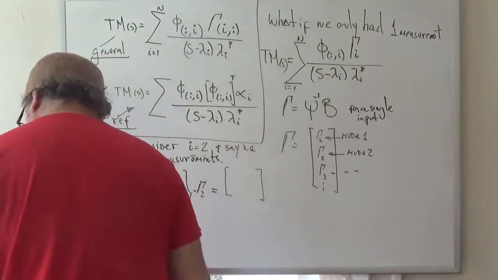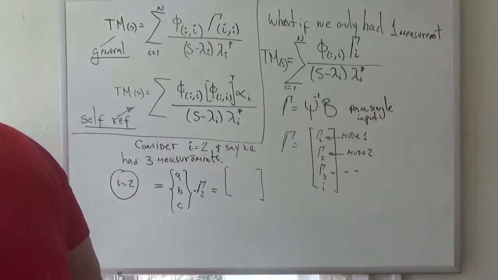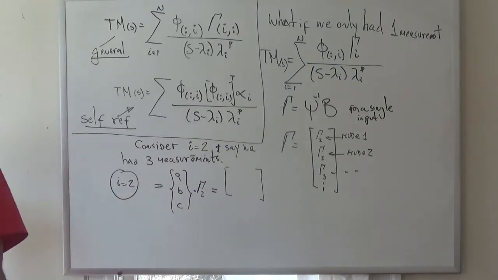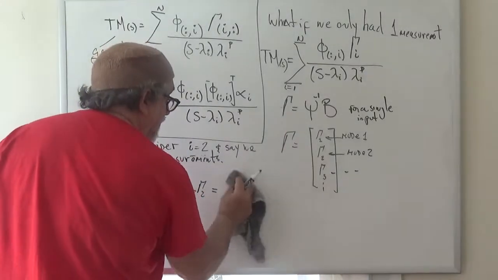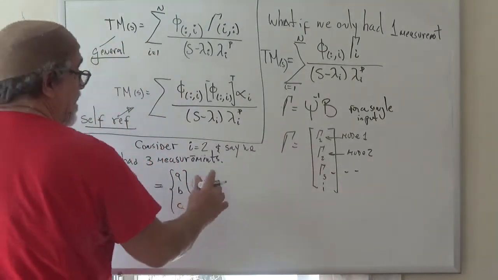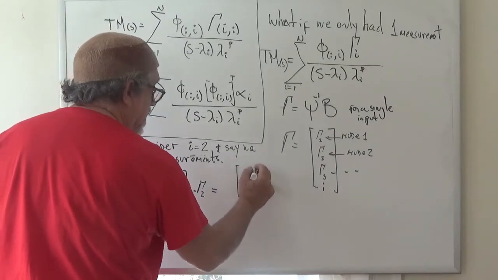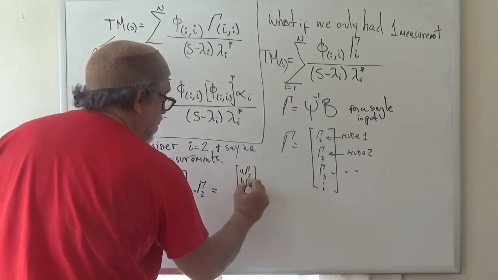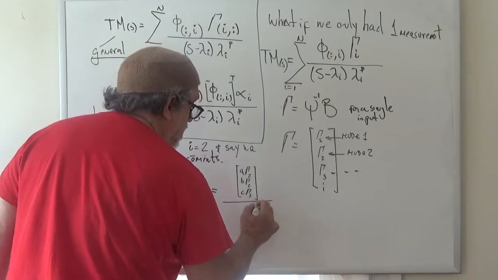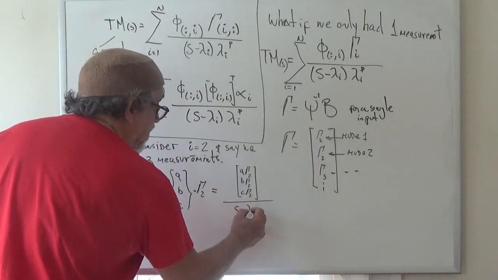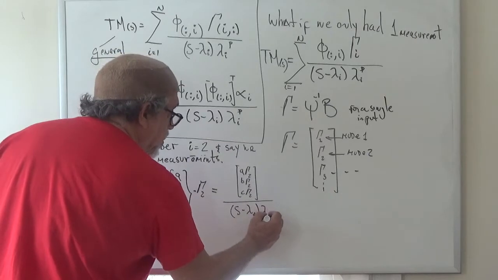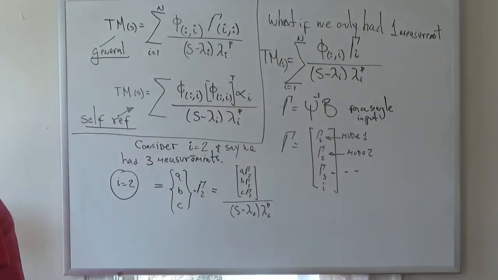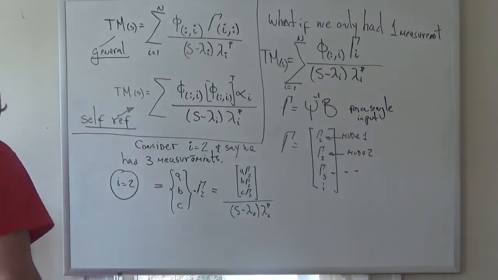Why do I draw it like a full vector? Where's the eraser? Oh, excuse me. Oh, here. Okay. So this numerator would simply be like this, right? It would just be A tau 2, B tau 2, C tau 2 divided by S minus lambda 2 times lambda 2 to the P, right? I'm trying to simplify by looking at only one term of the series in a specific case where there were 3 measurements.